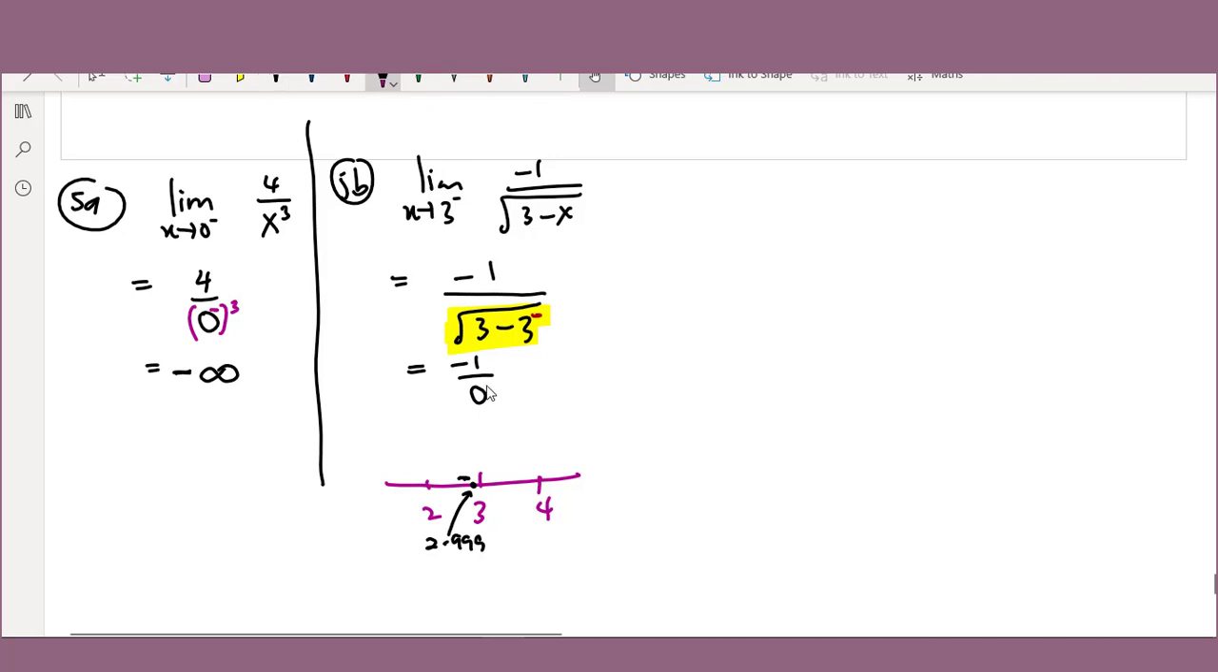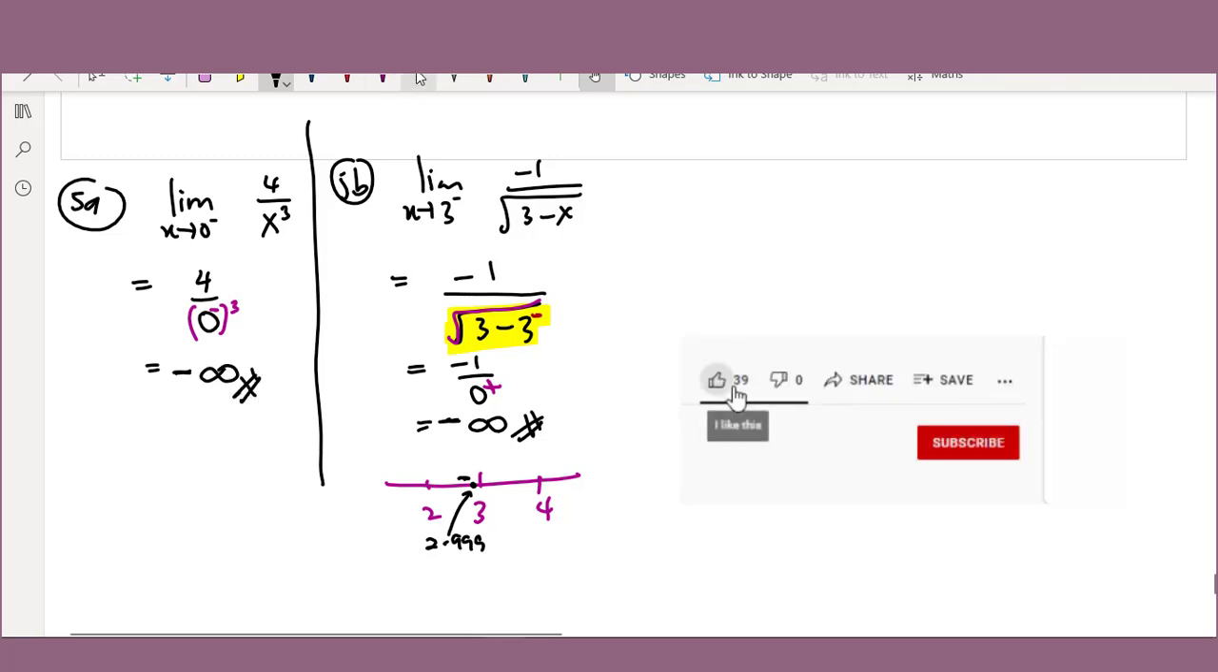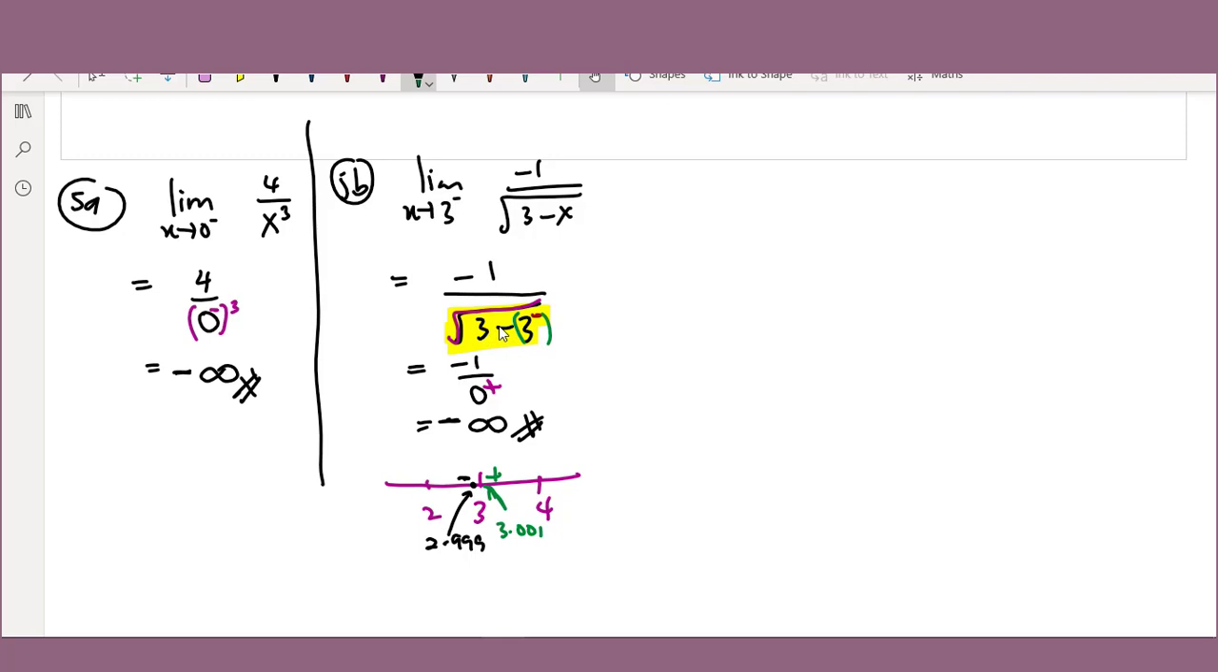The sign is positive. Why? Because the square root always gives a positive answer. So the answer is 1 over 0 is infinity, then negative. And if you take 3 from the right, meaning 3.001, then substitute 3 minus 3.001. This is negative, so the square root is undefined. Just for your info.